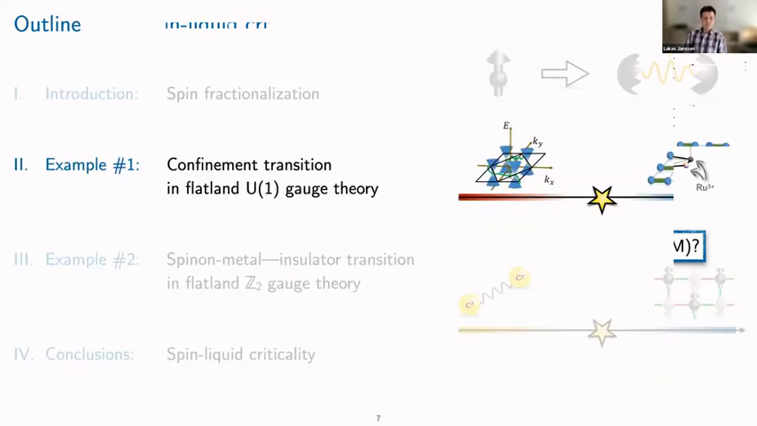So let me come to my first example. Here I'll describe a transition between the U(1) spin liquid state, where the emergent gauge field is a U(1) gauge field and where we have gapless deconfined spinons, and on the other hand an ordered state, in this case a valence bond ordered state. In this state, spinons are confined, exhibiting a confining potential. So this can be understood as a flatland, zero temperature version of a confinement transition.